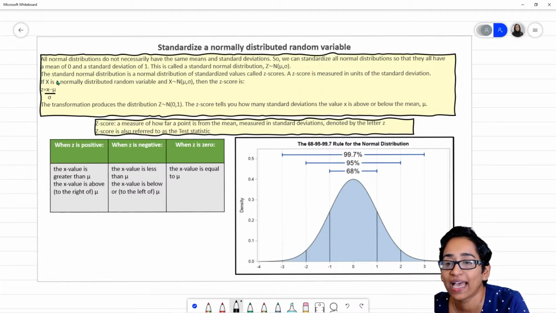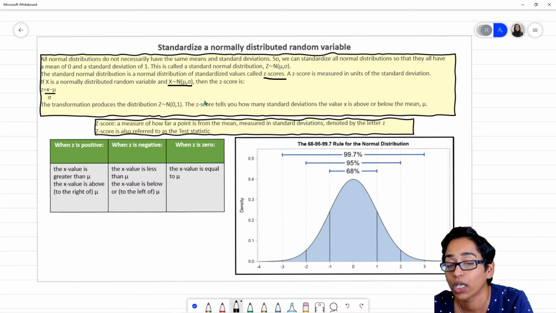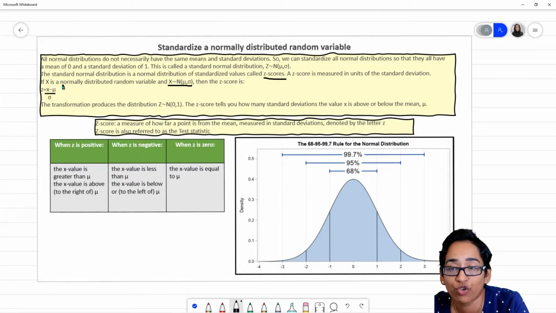All right, so here we have a standard normal distribution, which is a normal distribution of standardized values called z-scores. A z-score is measured in units of standard deviation. So if x is a normally distributed random variable, x tilde N(mu, standard deviation), then the z-score is... Okay, it makes much more sense when we start working on the problems. But for now, you have to remember the formula of the z-score, which is x minus mu over the standard deviation, where x is the data value.